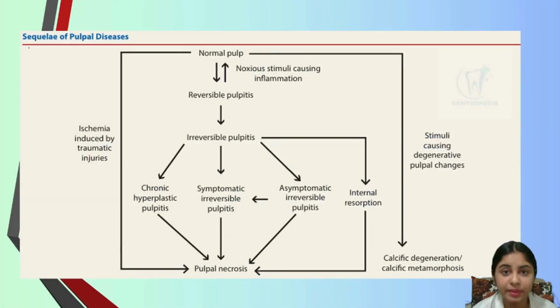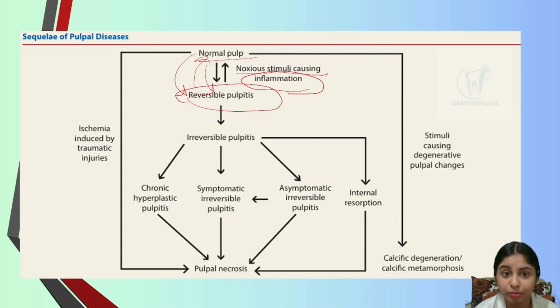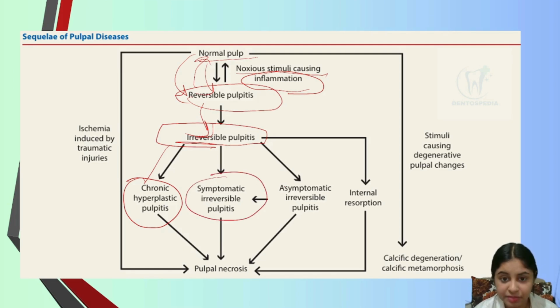So let us see the sequence, or the sequelae, of these pulp diseases. The normal pulp, due to any noxious stimuli causing inflammation, may change to reversible pulpitis, but it is still reversible. That means it can go back to normal pulp. Then when it progresses to later stages, reversible pulpitis may change to irreversible pulpitis. Now irreversible pulpitis may go to four different stages, that is chronic hyperplastic pulpitis, symptomatic irreversible pulpitis, asymptomatic irreversible pulpitis, and internal resorption. Irreversible pulpitis means it cannot go back to the normal pulp.